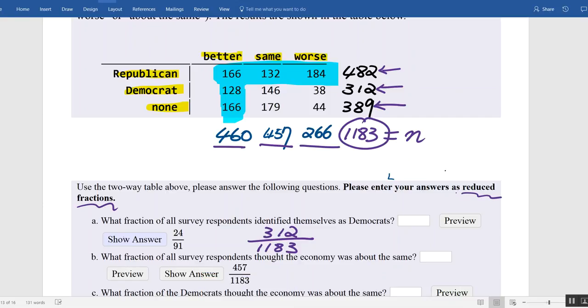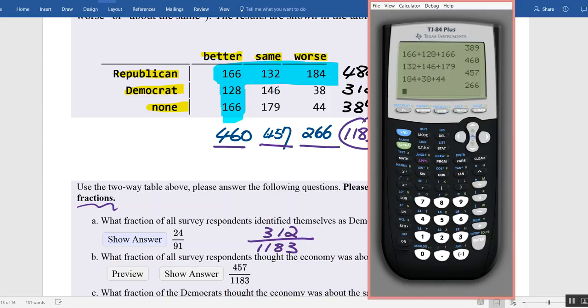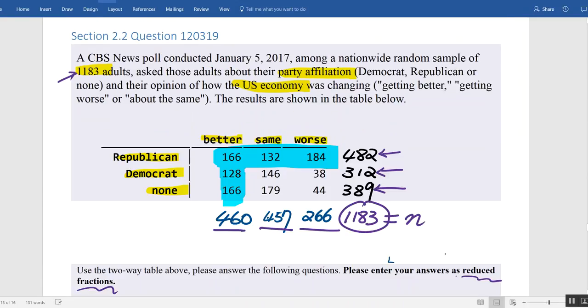Now we want the answer as a reduced fraction. And in this class, I don't want you to carry out this calculation by hand. Let's go ahead and use our graphing calculator. Let's divide 312 by 1183. When you press enter, notice we have a decimal. To convert this decimal into a fraction, what we could do is press math and press enter twice. And that will convert my final answer to a reduced fraction. Notice my answer is exactly the same as the solution over here.